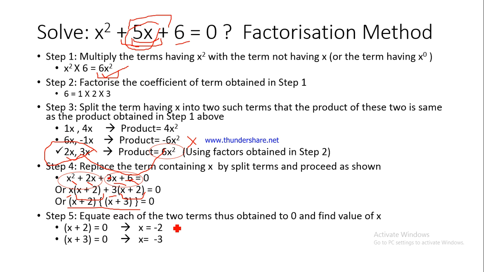Now how do we check it? See, checking is pretty easy. What you can do is put in these values. So first put minus 2 here in this original equation, and if you are able to get the result as 0, then yes, your solution was correct. Likewise, you have to test for minus 3. Put minus 3 in this equation, and if you get the result as 0, your solution is absolutely correct.